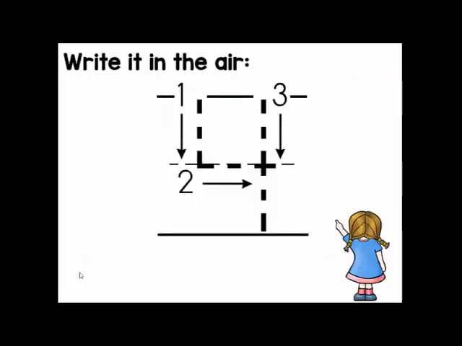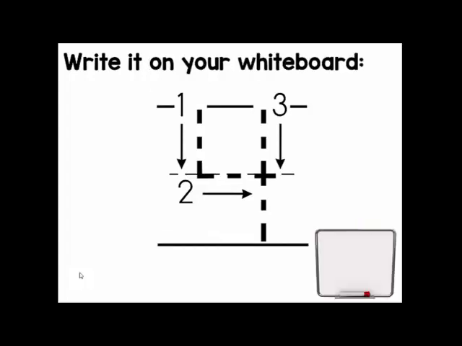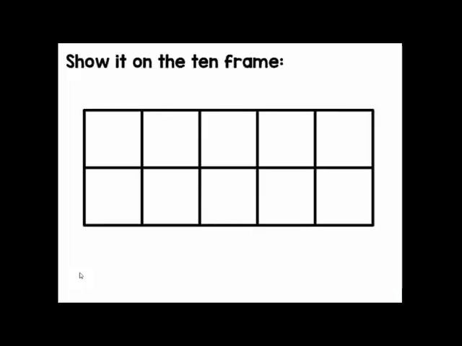Let's write it in the air. Show me your finger and let's write in the air together. Make an L and then pull straight down. Well done. If you have a whiteboard or a copybook, let's write number 4 together. Great job. Well done.